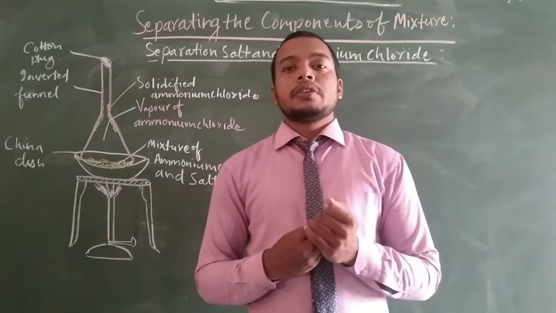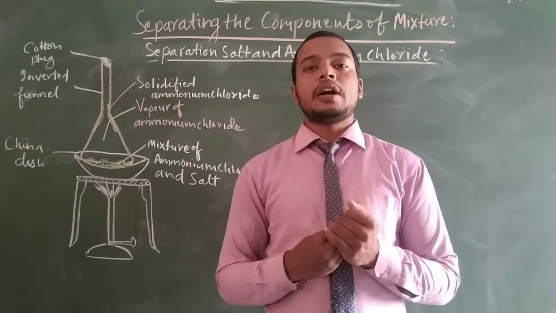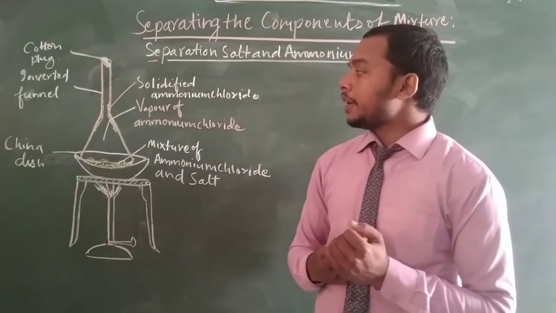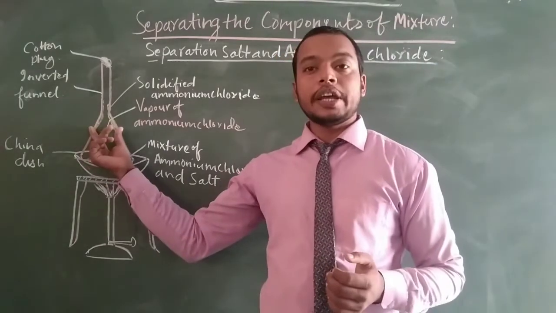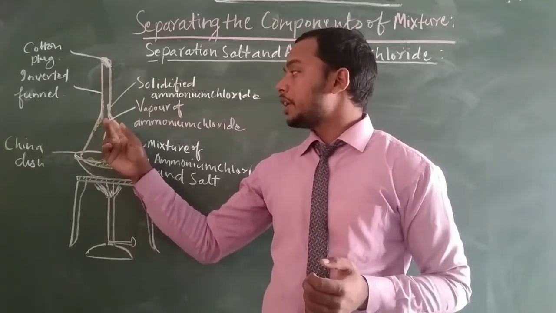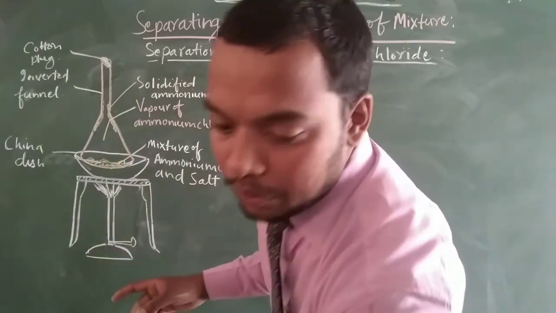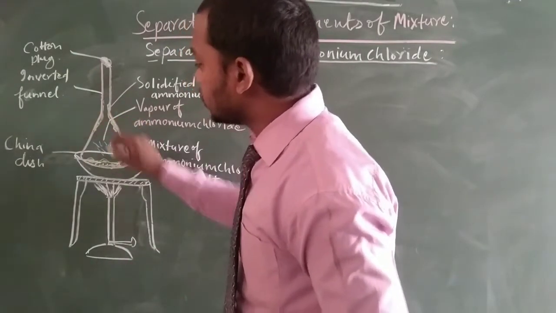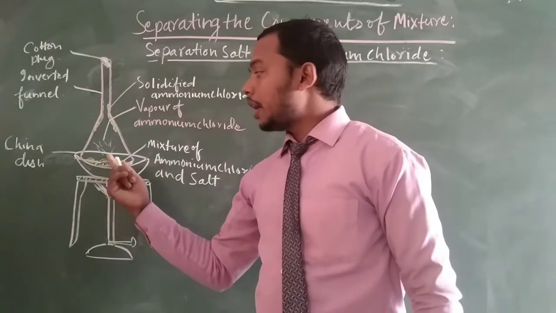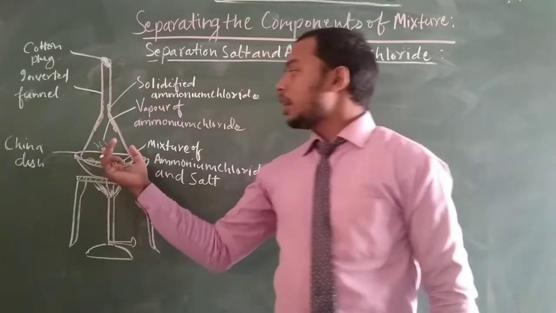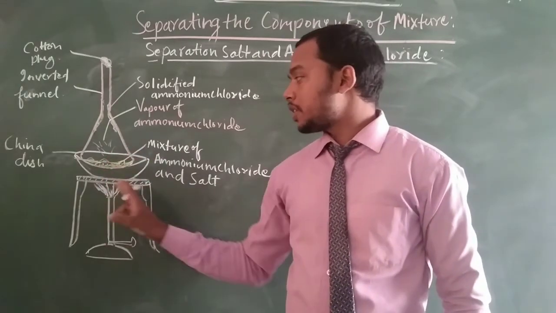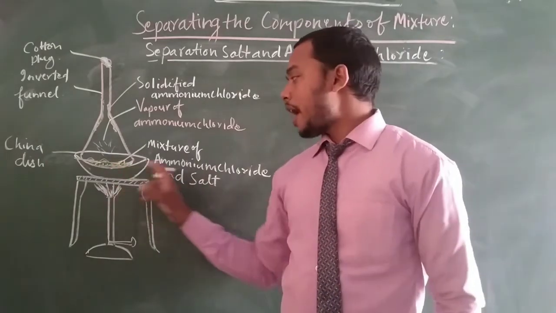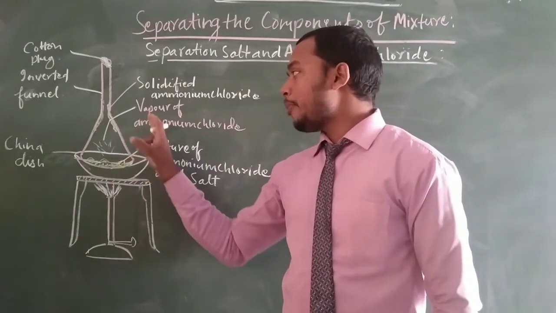Beneath the stand we supply the heat of the burner, and after we start heating the mixture, some vapor starts to aggregate on the neck of the funnel, as I am indicating here. Some vapor is evaporated from this mixture, which contains ammonium chloride and salt. This is a two-component mixture, and after heating we find the vapor of ammonium chloride.